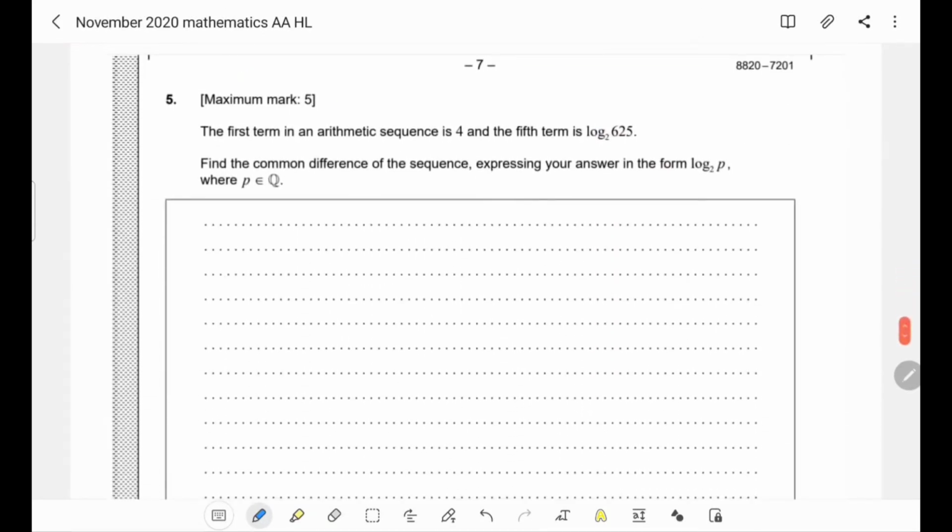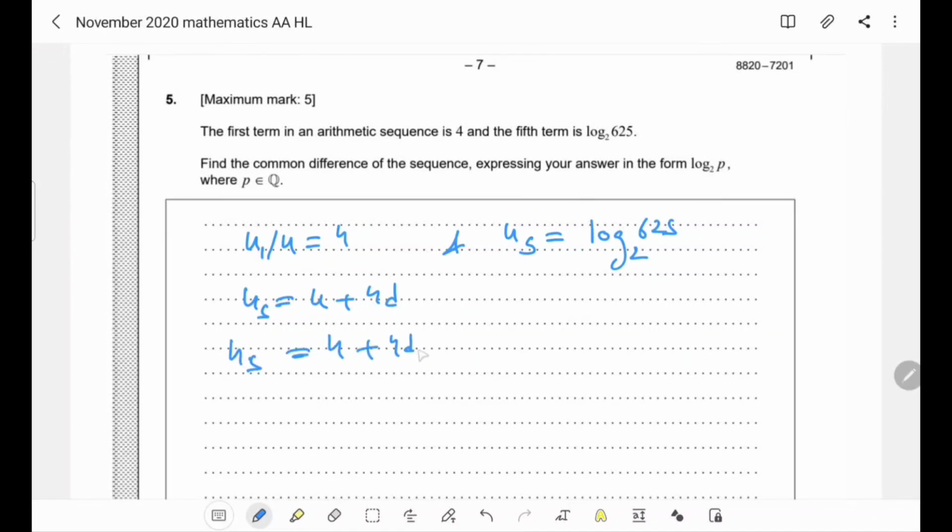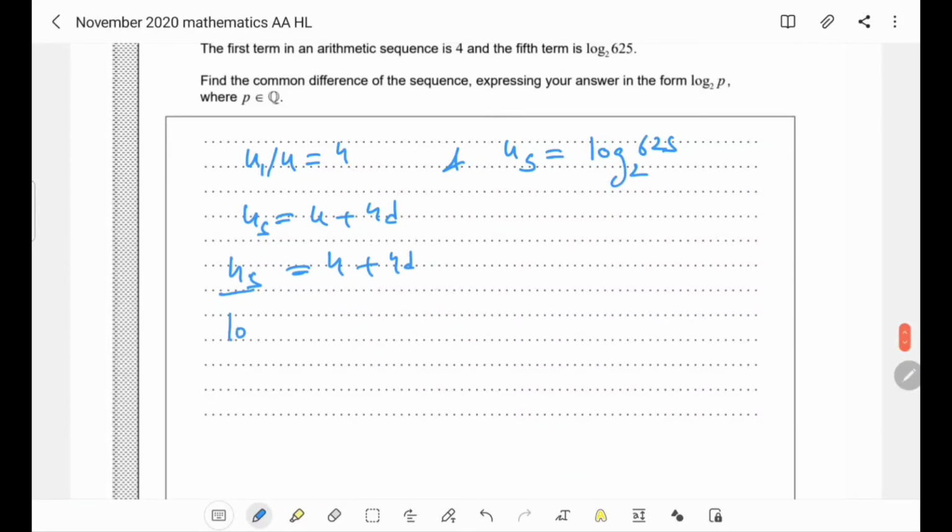Now the fifth question. The first term in an arithmetic sequence is 4 and the fifth term is log 625 with base 2. So u1, or we can say u, is 4 and u5 is log 625 with base 2. So u5 is u plus 4d. u is 4, so it's 4 plus 4d. Now u5 is log 625 with base 2.